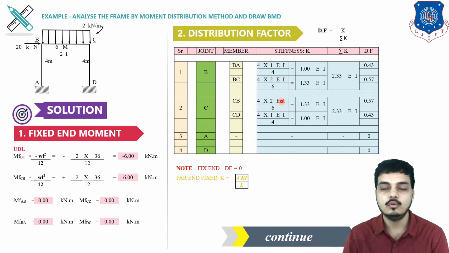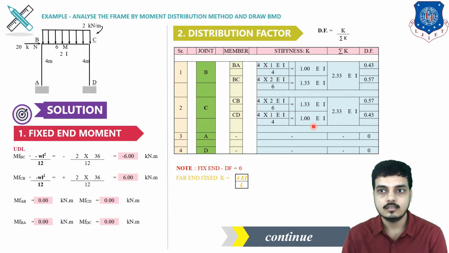So 4 into 2EI upon 6 is equal to 1.33, and the far end is fixed, so 4EI upon 4 is ultimately 1. So the summation of these two values will be this. Similarly, we have done it over here.